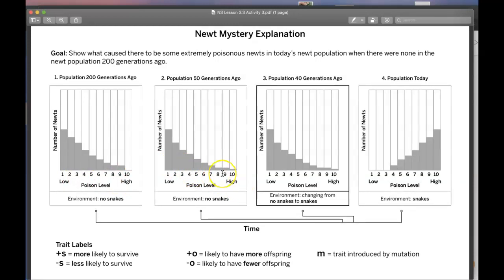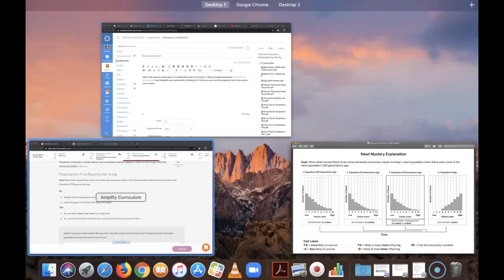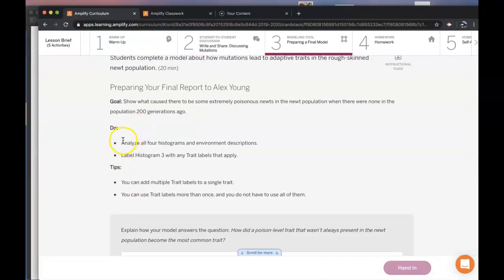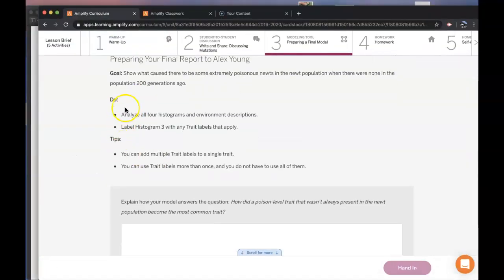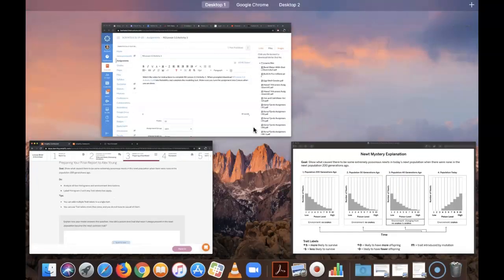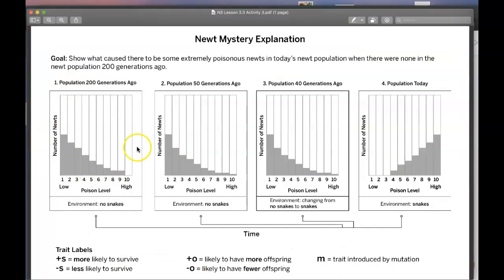If you look at the instructions on Amplify, you can see that you're going to need to analyze all 4 histograms and environment descriptions, and then label histogram 3 with any trait labels that apply. You don't need to label this one or this one or this one. You're only labeling this one. You can see it's bolded out here.